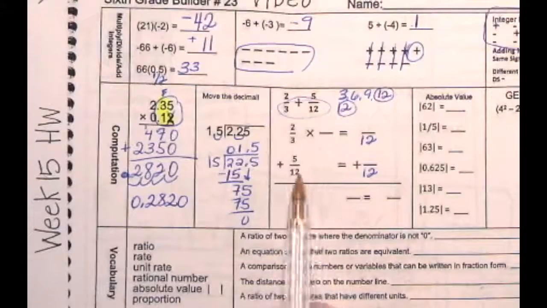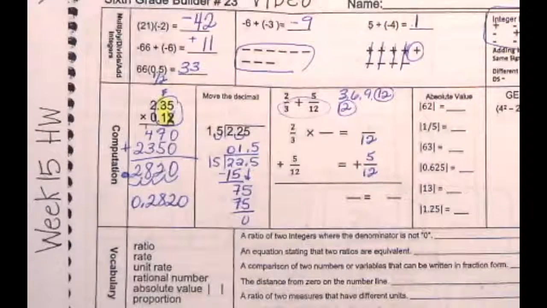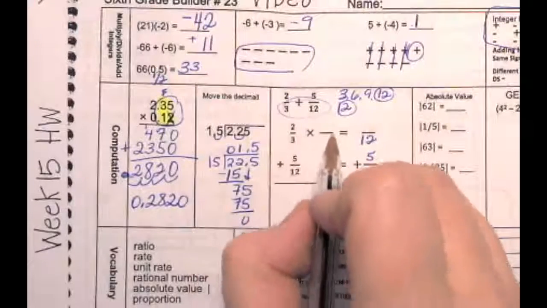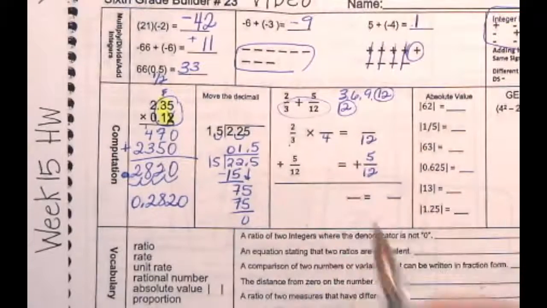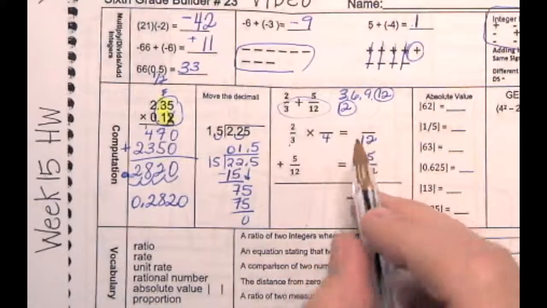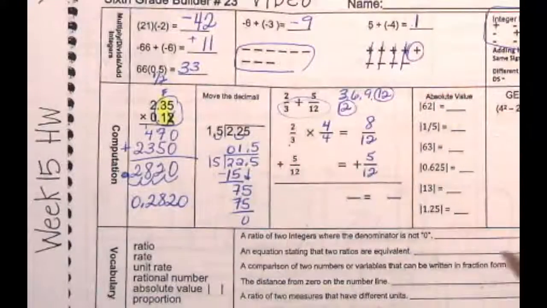Notice here the denominator isn't changing, so we're not going to change the numerator here. 5 twelfths is still 5 twelfths. But on this one, if this is 3 and that's 12, your scale factor is 4. 3 times 4 is 12. You have to use the same number on top. 2 times 4 is 8.